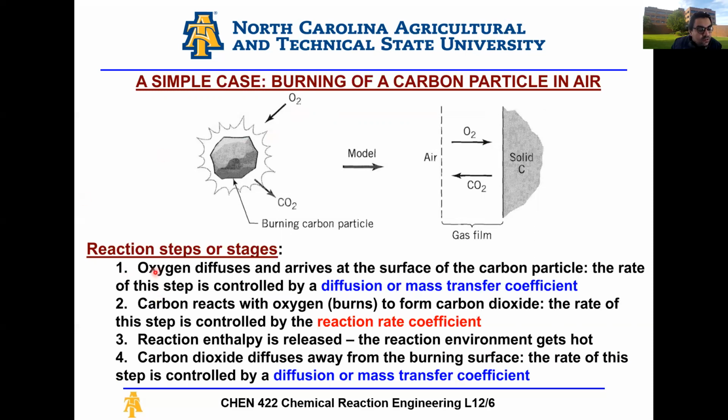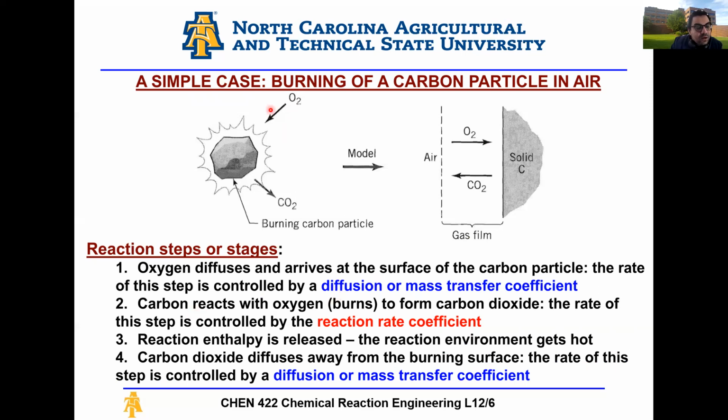If you think about it, oxygen has to diffuse and arrive at the surface of the carbon particle. So oxygen molecules from the air have to find their way onto the surface of the carbon particle, and this step does not happen readily, right? It's controlled by the diffusion or mass transfer coefficient, and at this stage, you should know what a diffusion coefficient is, what a mass transfer coefficient is. You should understand the idea of diffusion from a mass transfer perspective and from a heat transfer perspective. If you have no idea what diffusion means, go study it. Make sure you don't graduate until you know what diffusion means from a mass or heat transfer perspective.